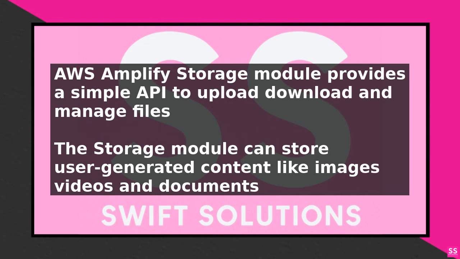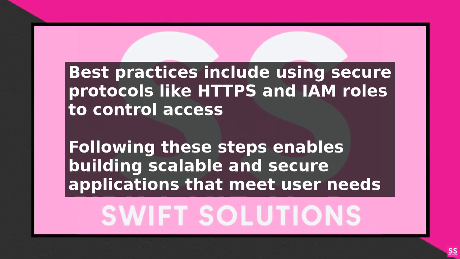Best practices for using AWS Amplify S3 integration include using secure protocols to upload and download files, such as HTTPS. You should also use IAM roles to control access to your S3 bucket and ensure that only authorized users can upload and download files.